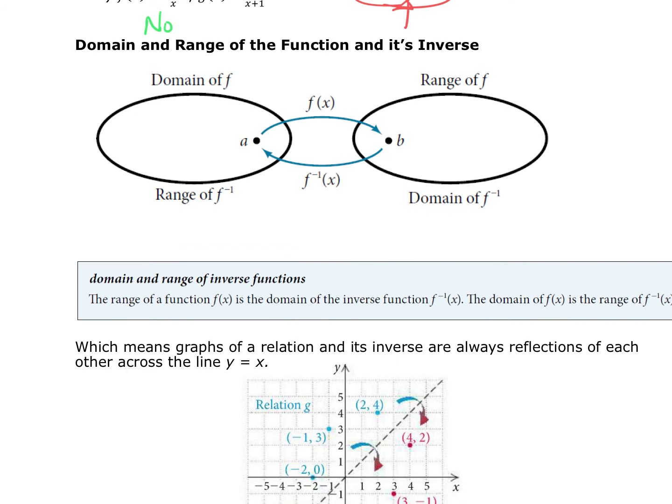Because the domain of one becomes the range of the other, and the range of the other becomes the domain of the first one, domains become ranges and ranges become domains.